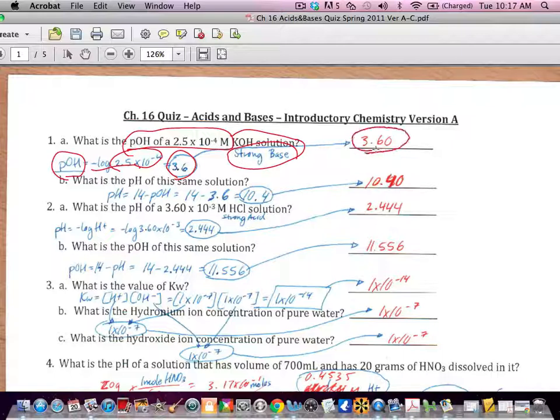So there it is. Now what is the pH of the same solution? Well, I told you that 14 equals the pH plus the pOH. So therefore the pH would equal 14 minus the pOH. 14 minus 3.6 would be 10.4.